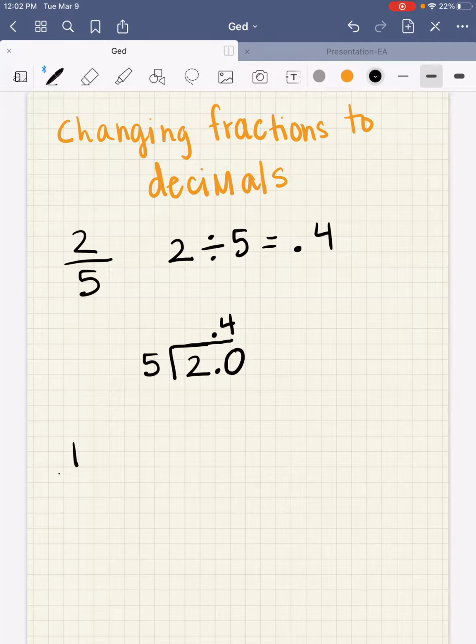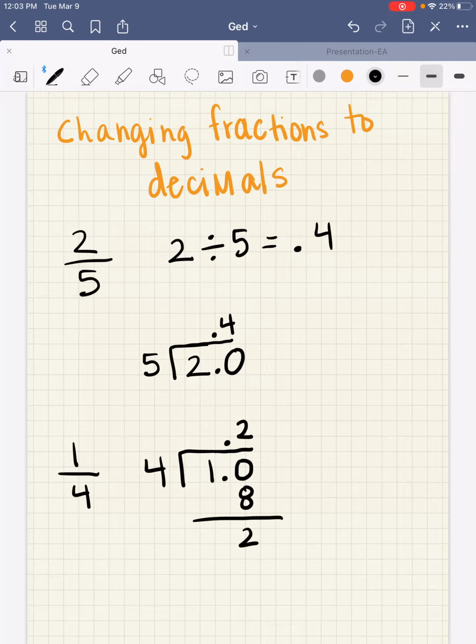Let's try another one where we have more than one decimal place. So in this case, we're going to do the same thing, 1 divided by 4, and we can't put 4 into 1 because 4 is bigger. So we're going to add our decimal and a 0. Now we're going to do how many times 4 goes into 10, which is 2 times, but we still have 2 left over. So we're going to pretend like there's another 0 here, and we're going to bring the 0 down. Now we're going to do 4 into 20, which goes 5 times, and that gives us our decimal, 0.25.